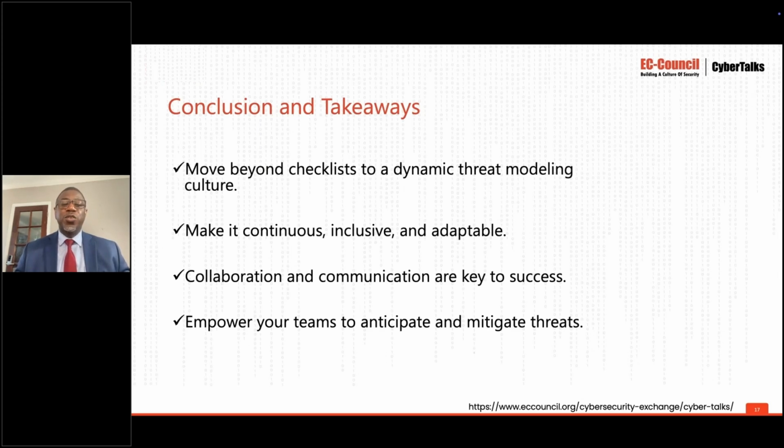When you continue to train your team, you continue to let the team feel what it is to have wins, through those small wins, and you are able to consistently have an open line of communication with your team. What you are doing is you are empowering your team to anticipate and mitigate threats, because they felt comfortable, they are excited about it, and they are ready because you took them through the process.